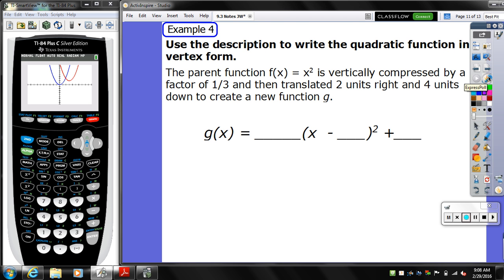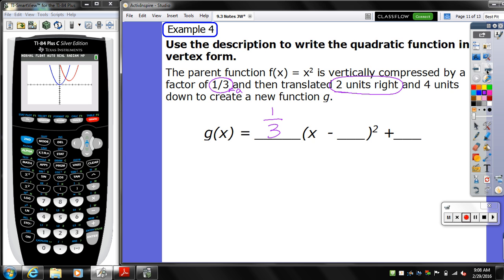So remember, vertically compressed, and I think I called that shrinks and stretches. So this would make it wider. So that would be a shrink. It is going to affect your A value. So I'm going to plug that in vertex form for the A. Then translated 2 units to the right.